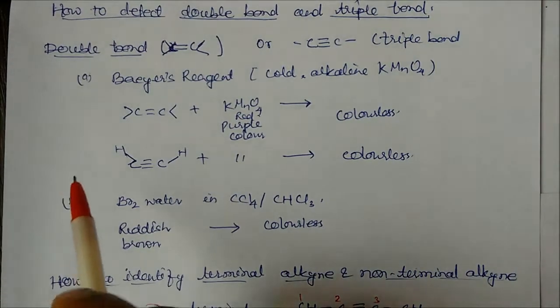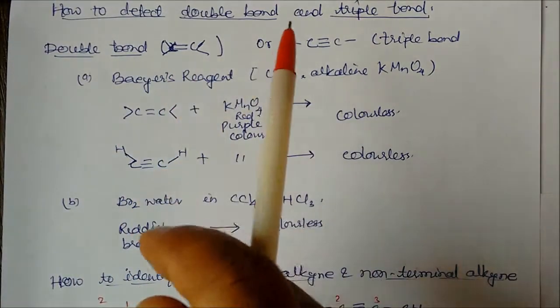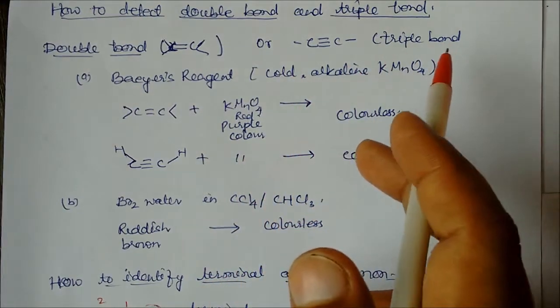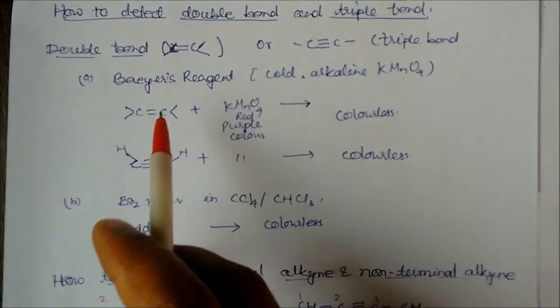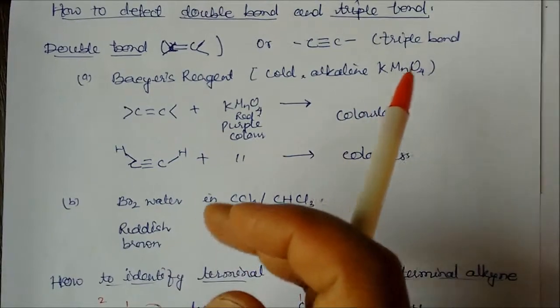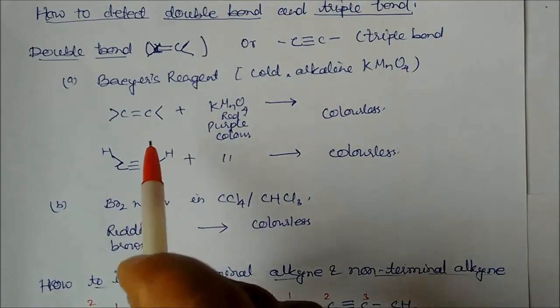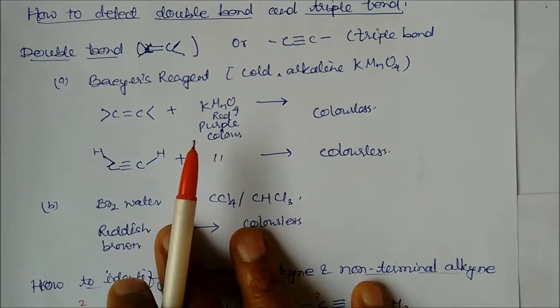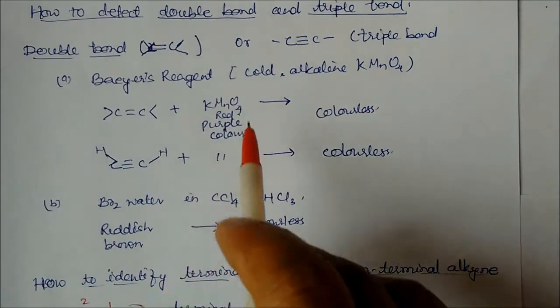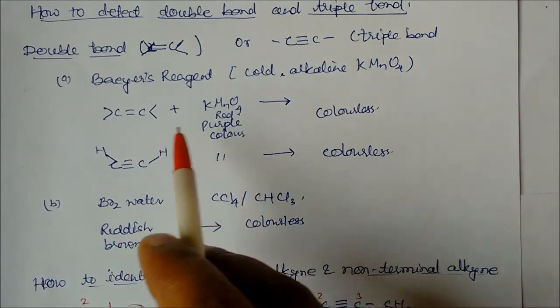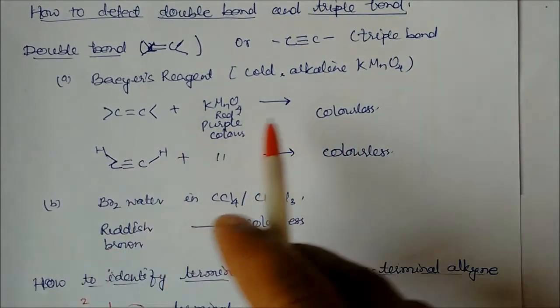So double bond means a carbon-carbon double bond, and triple bond means a carbon-carbon triple bond. We have one process called Baeyer's test. Under cold alkaline KMnO4 conditions, what happens? The double bond carbon reacts with the KMnO4. The red-purple color of KMnO4 becomes colorless, and we get the product alcohol.